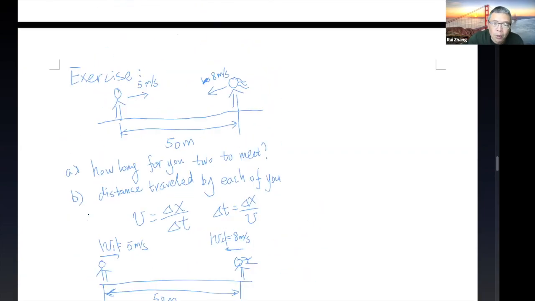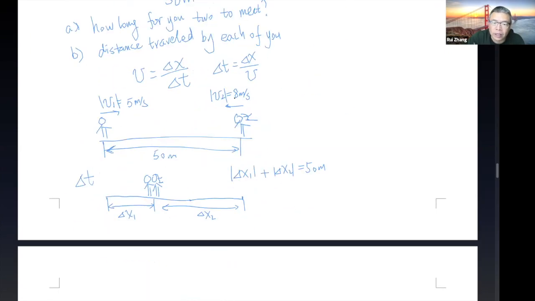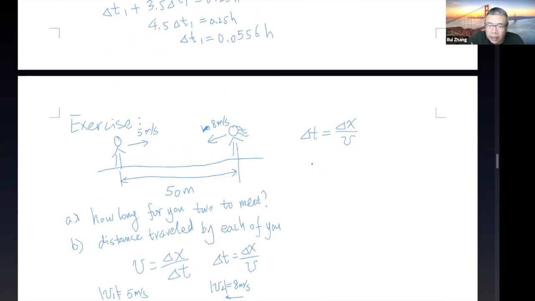So how do we calculate delta t? We know delta t equals delta x over v. In our case, we have two of them moving in different directions. So we can write delta t equals delta x1, taking the absolute value because it's distance, divided by v1, or delta t equals delta x2 divided by v2. Now, can we solve delta t from there?